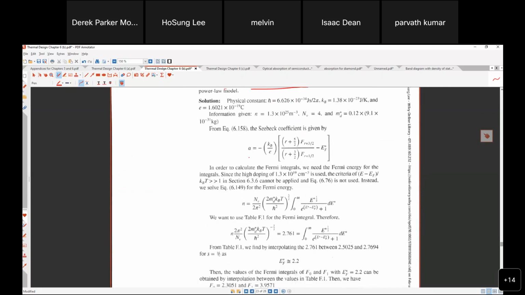So we look at this equation, all we need is Fermi energy and Fermi integral. So Fermi energy is the key, how we can get the Fermi energy.